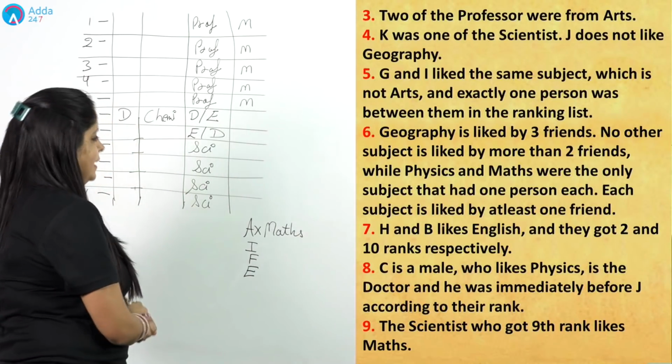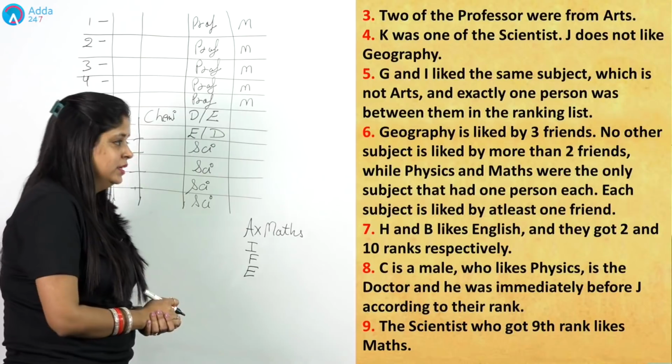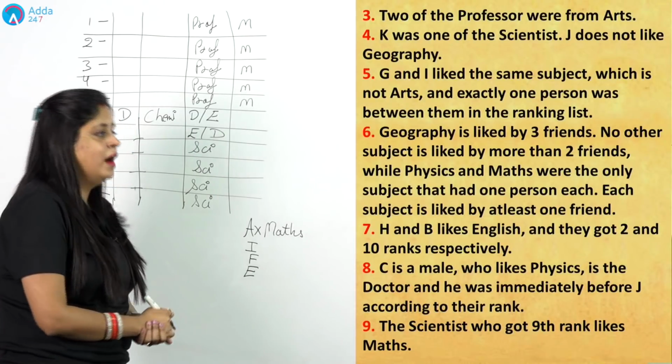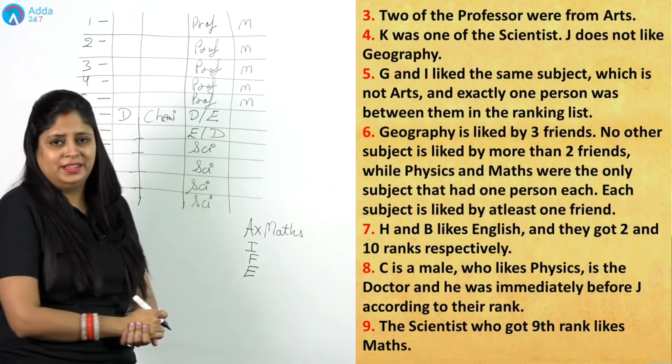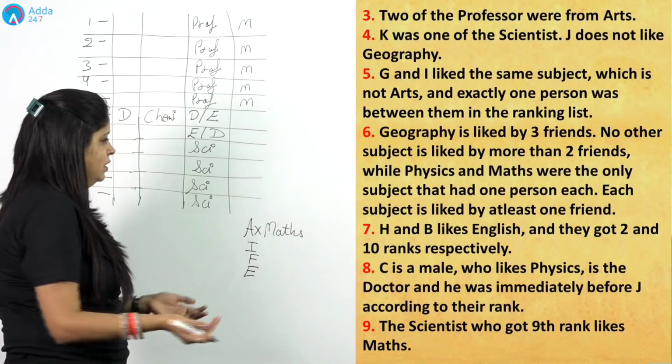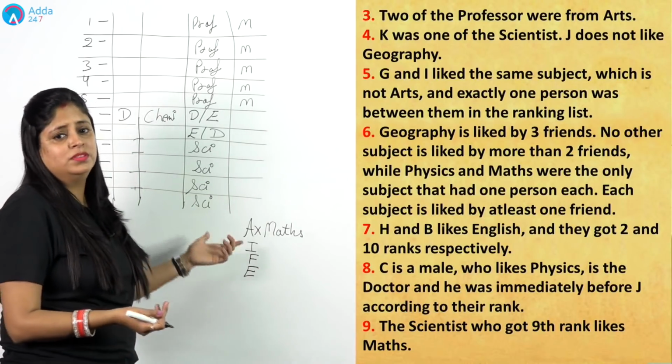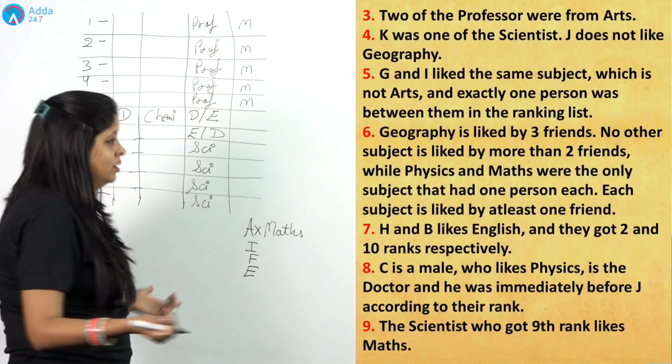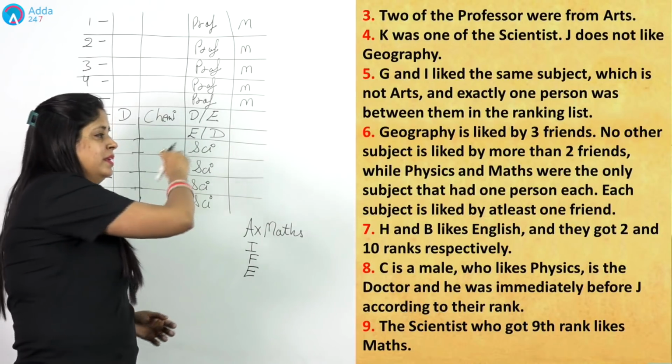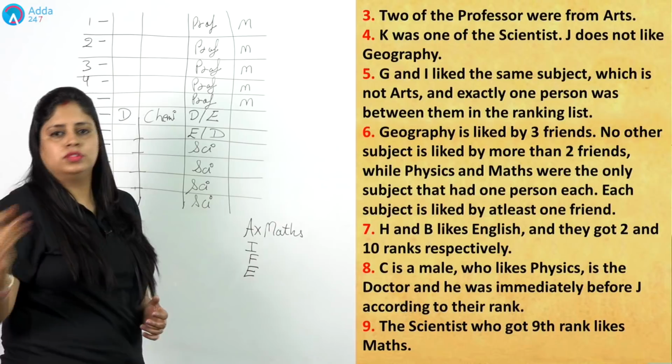And now, the hint says in point number 3, two of the professors were from arts. I can't justify this hint right now. So, I am skipping point number 3. And I am not in the mood of writing it in the form of symbolic way. Why am I not writing it down? Because I am eliminating this whole point 3. So, I am not writing it down.